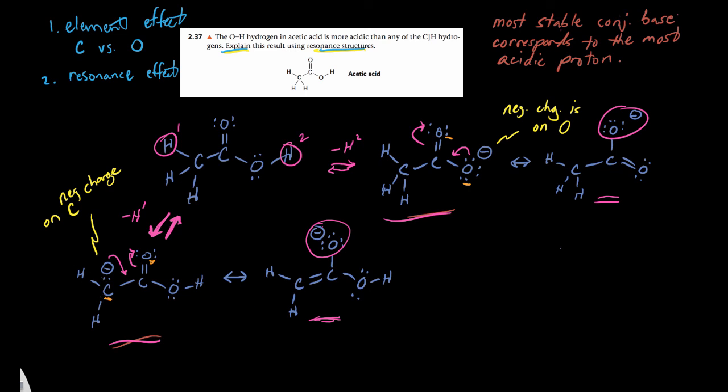The main factor determining the relative acidity, again, is the element effect, because in this case you have the negative charge shared between carbon and oxygen, and here it's shared between oxygen and oxygen. And so overall, since carbon is quite a bit less electronegative than oxygen, this is the more acidic proton. H2 is the more acidic proton, leading to the more stable conjugate base.